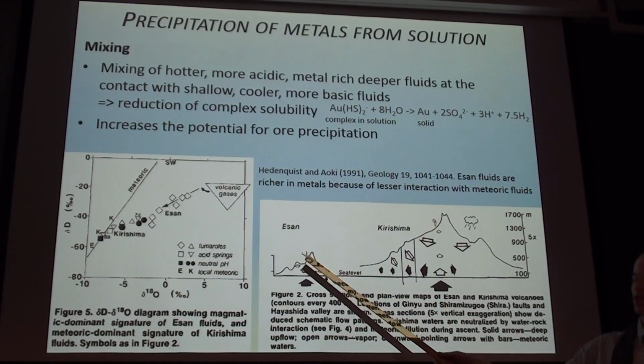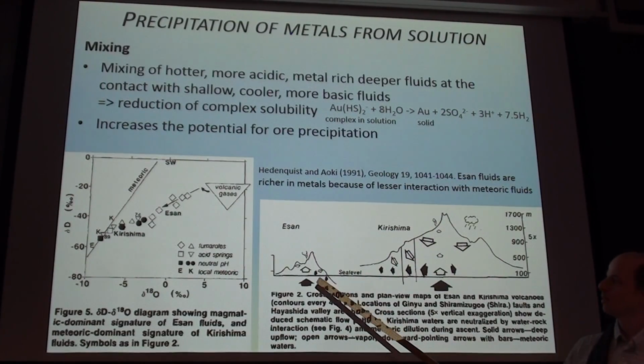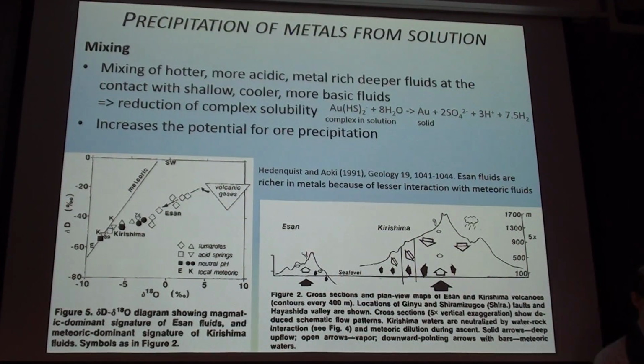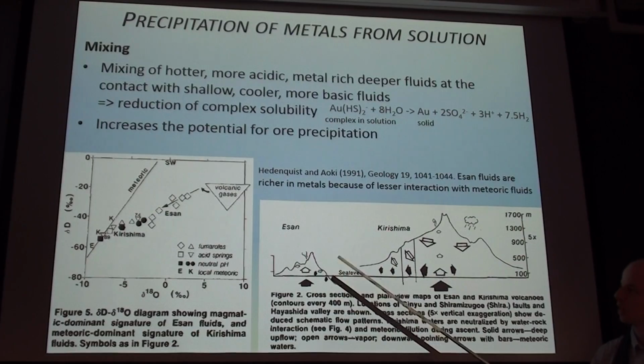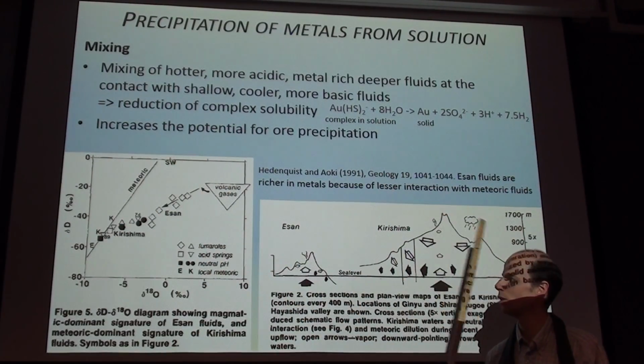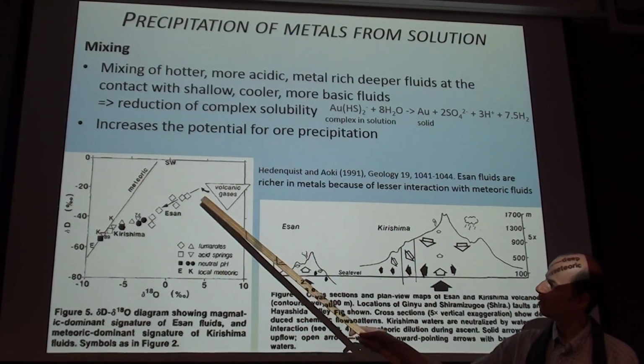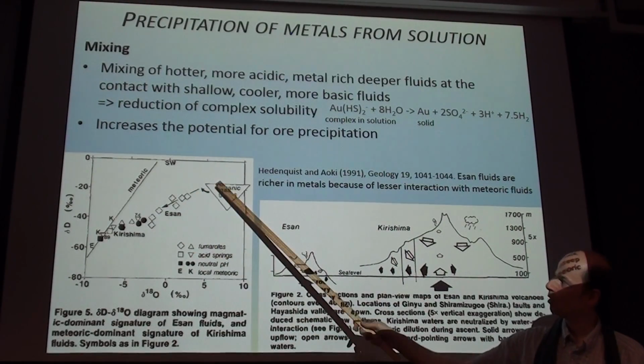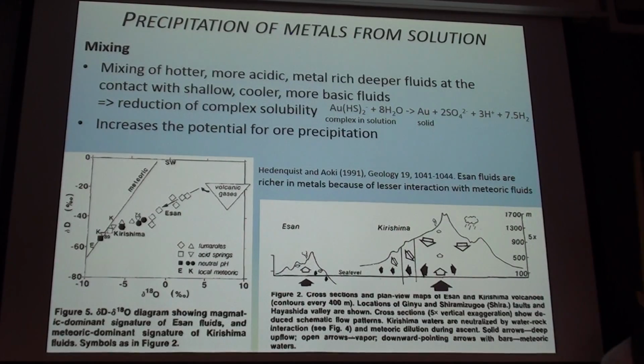In the small system, where we get little input of meteoric waters and little mixing, the fluids at these volcanoes will be more metal rich once they reach the surface or when they escape the system. And again, on the oxygen and hydrogen isotope diagram, this volcano has closer characteristics to magmatic water.